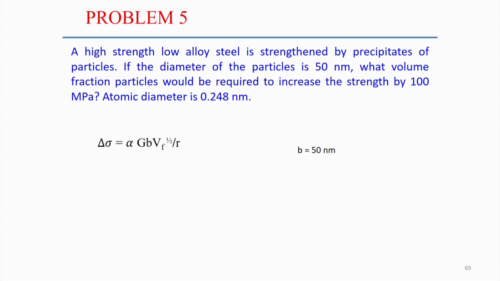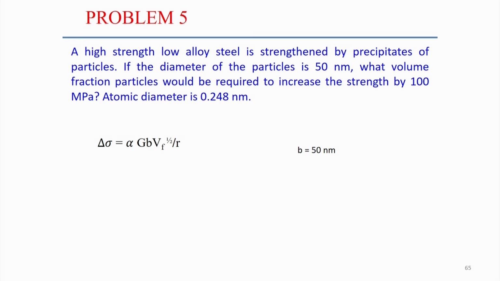A high strength low alloy steel is strengthened by precipitates of particles. If the diameter of the particles is 50 nanometer, what volume fraction of particles would be required to increase the strength by 100 megapascal? Atomic diameter is given.